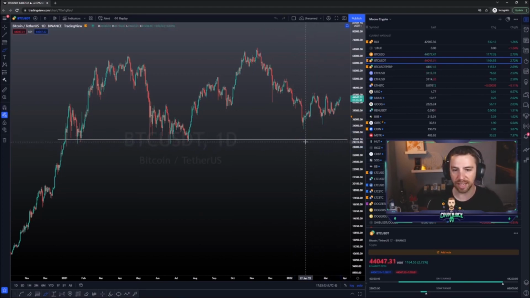So 30K is like the God line. That is the level that every bull is banking on. If we come back down there, you should expect a lot of buyers to step in. So we're not getting into what I'm expecting or market theory or any of that. We're just talking about pure support. Now, where might resistance be?